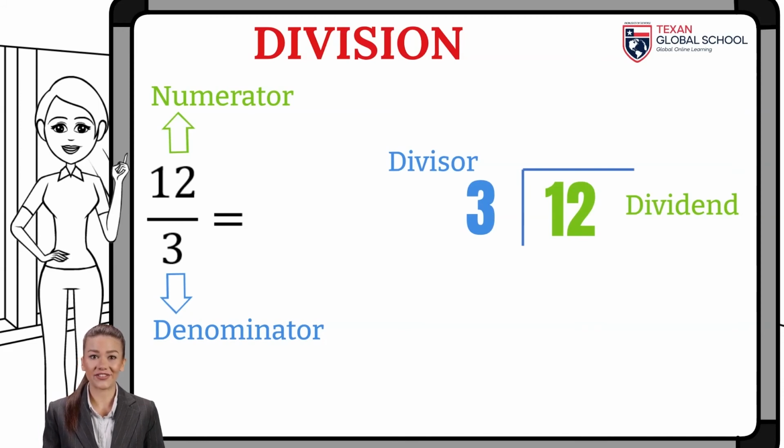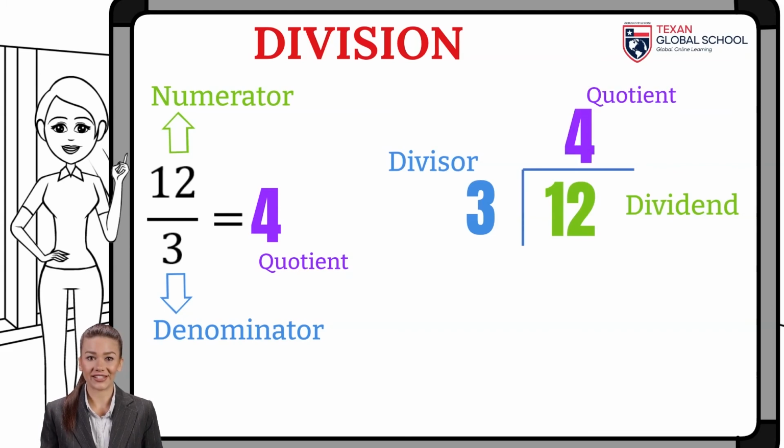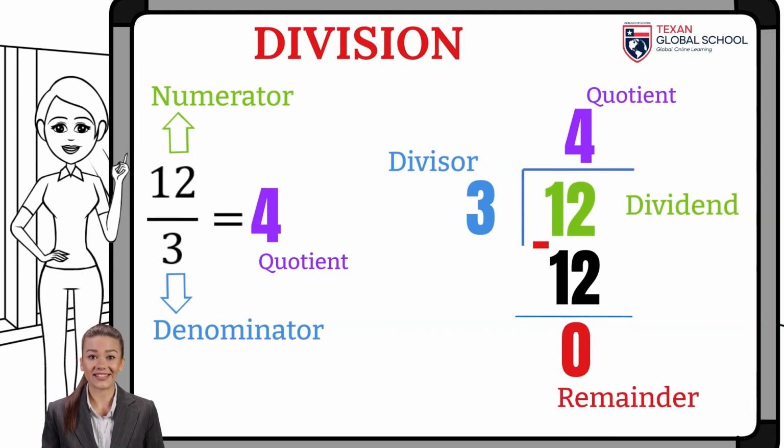We then look for a number that multiplied by 3 results in 12. In this case, it is 4. This number is the quotient and is placed on top of the galley above the dividend. We then multiply the divisor by the quotient. Thus, we multiply 3 times 4. This 3 times 4 result is placed under the dividend and subtracted. In this case, we get 0. This number is called a remainder.